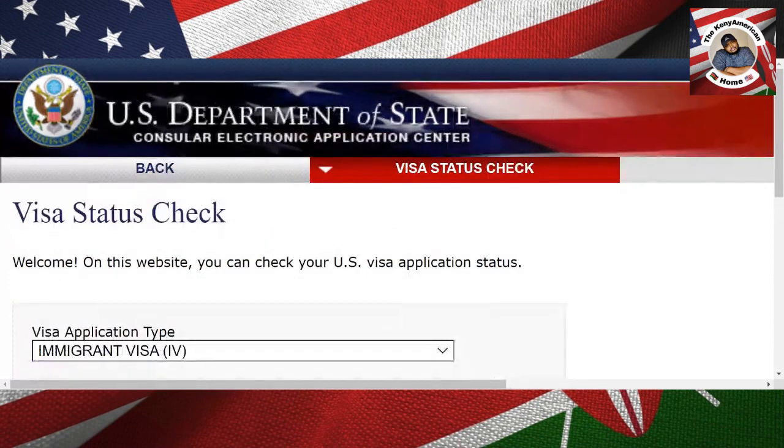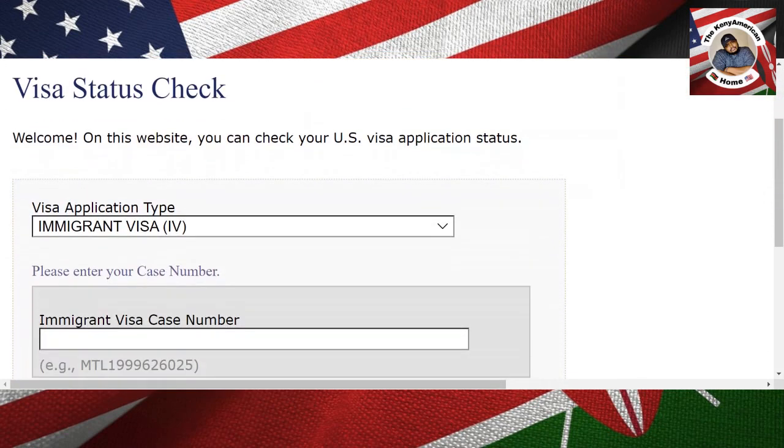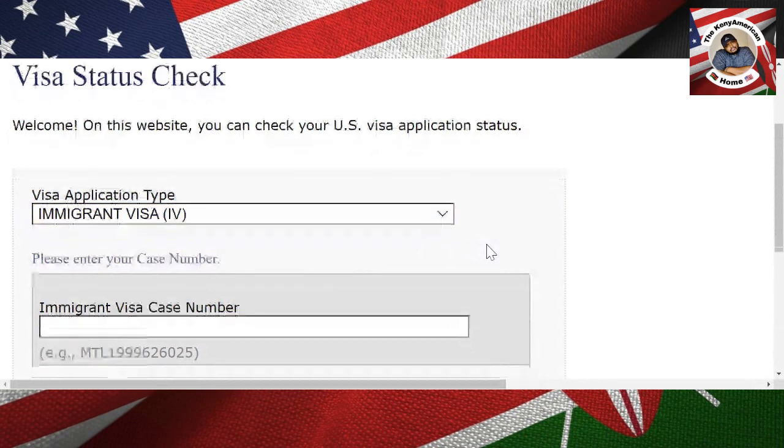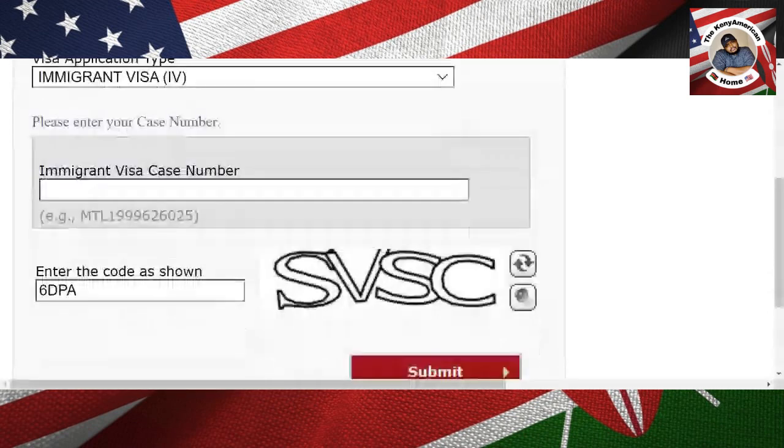You want to come here to check your visa status. The first thing you want to do is make sure that you have selected immigrant visa. Here's where you can check all your other visas. If you have non-immigrant visas, you can select non-immigrant visas, but we're only checking on immigrant visa. Then the next thing you do is type in your case number.